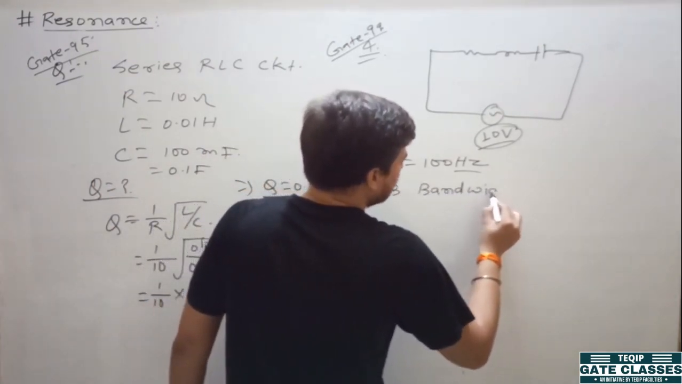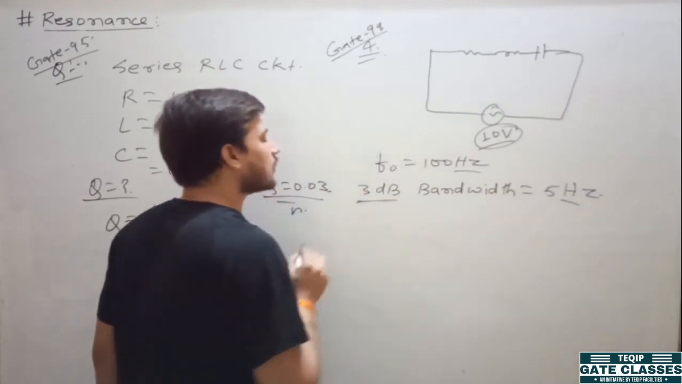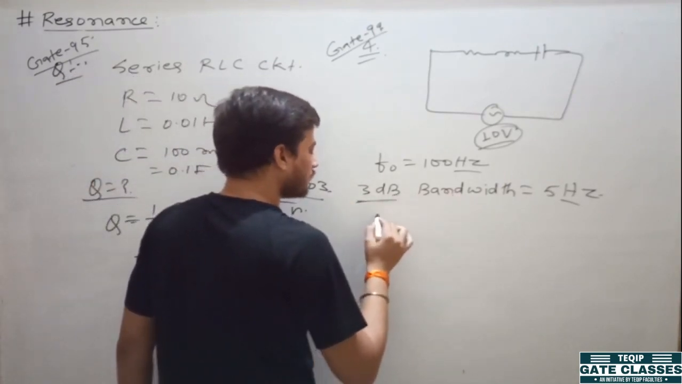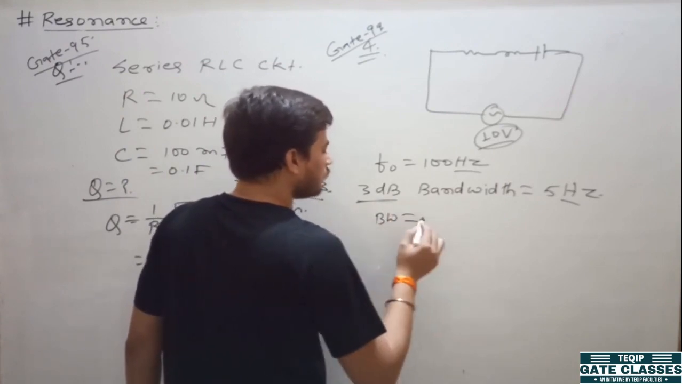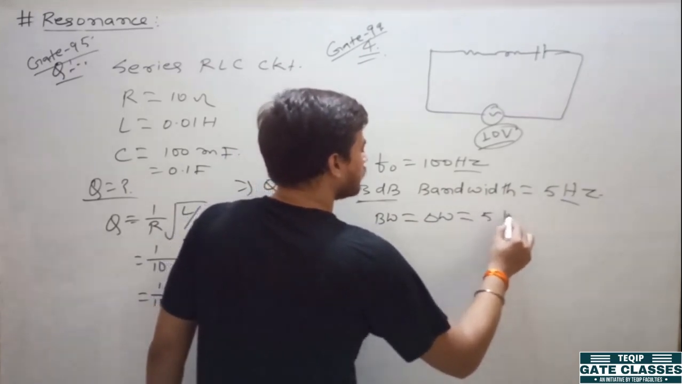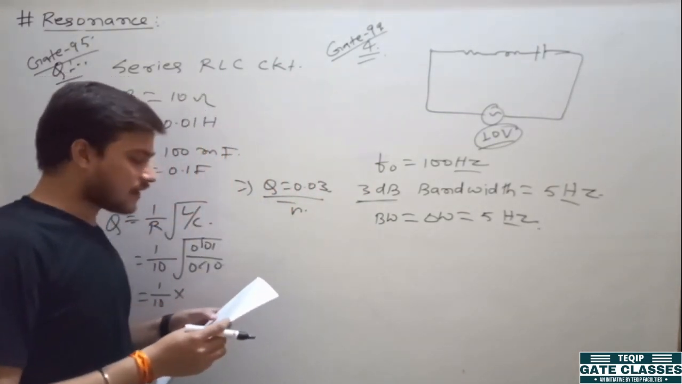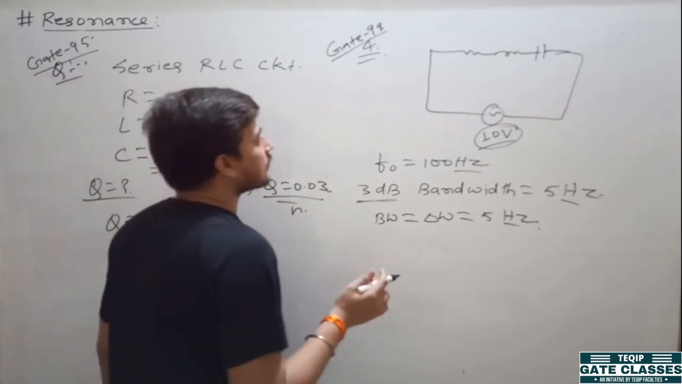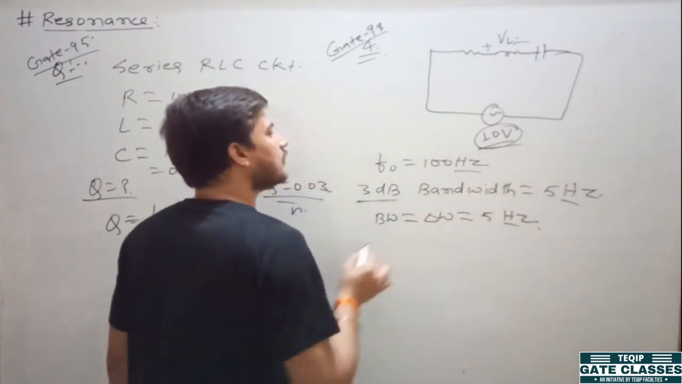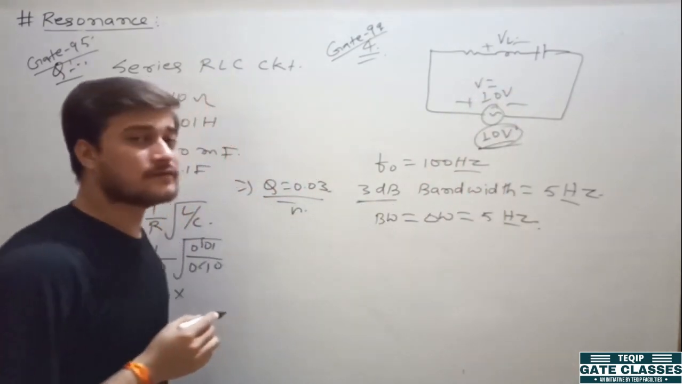So what is the meaning of 3 dB bandwidth? 3 dB means it is nothing but the cutoff frequency. So they are simply giving you the bandwidth. So we can write BW, or del omega, equal to 5 Hz. Now what are they asking? They are asking you the voltage across the inductor at resonance. The applied voltage they have given is V equal to 10 volt. They are asking you the value of VL.